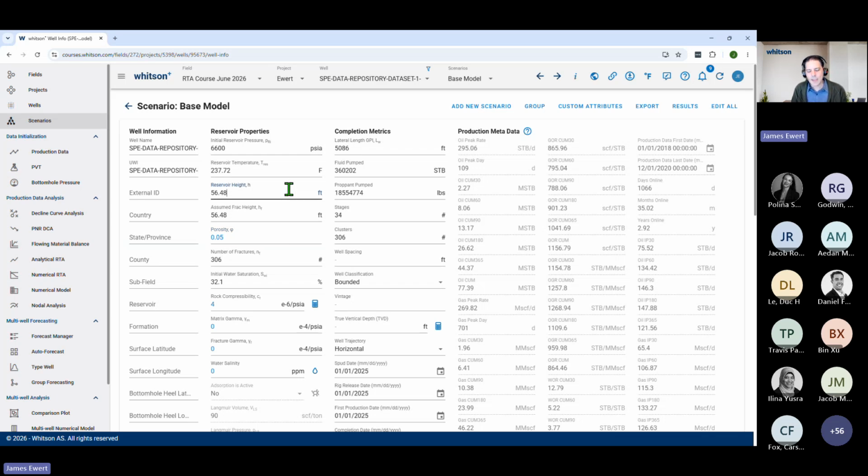Now there's two heights that we can have. We can have fracture height and we can have reservoir height. I typically keep those the same, unless there's microseismic or some other reason to change it, okay? So you can see the values are the same in our example here. Why do you care about height?